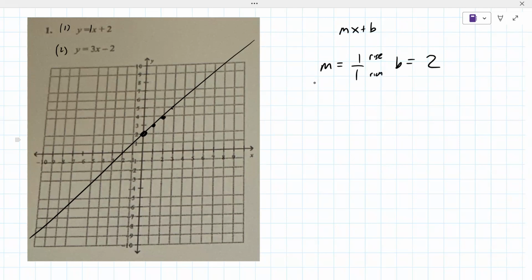So how many points does your instructor want you to graph? They want at least 2. Yes. So just do whatever your teacher needs, they are grading you. What about the slope and the b value of the second equation? Slope is 3, and the y-intercept is -2. So you're going up 3, right 1, up 3, right 1.